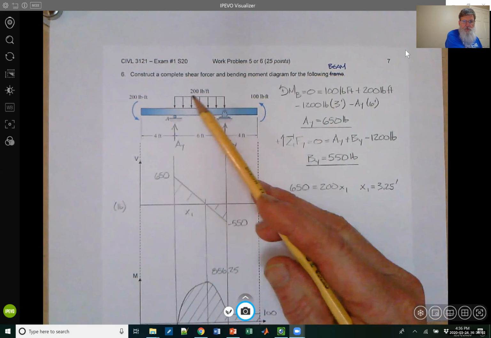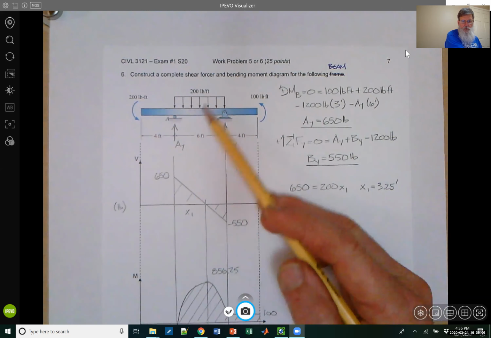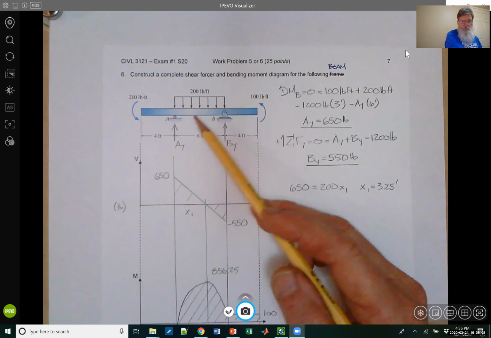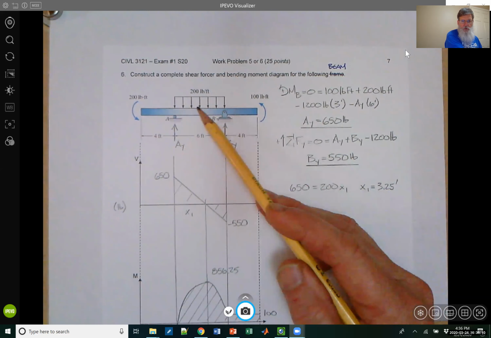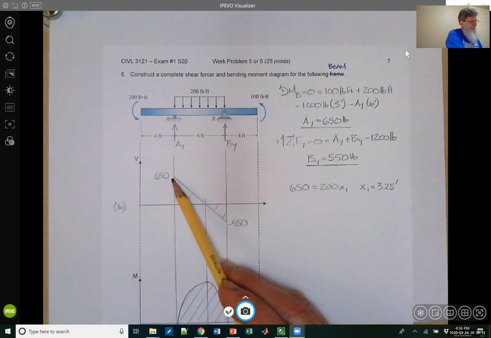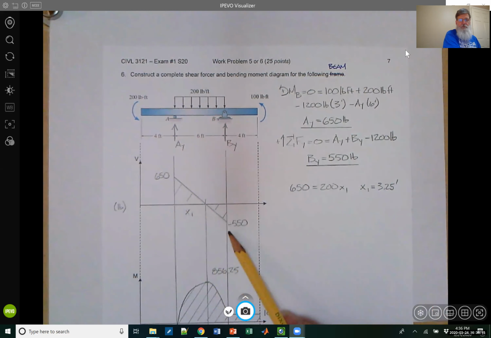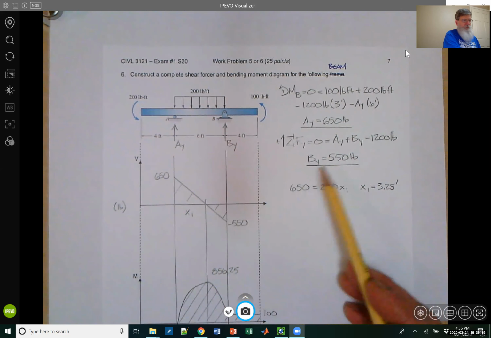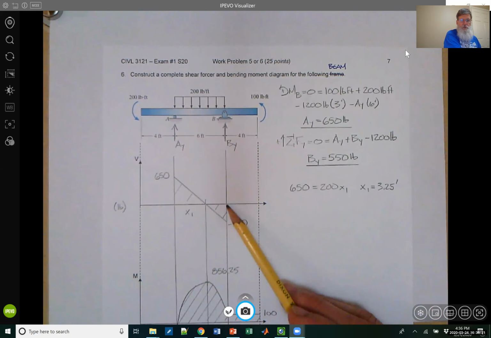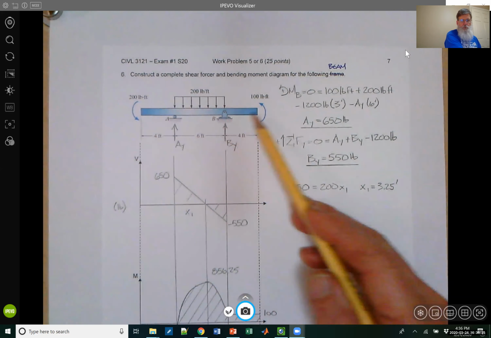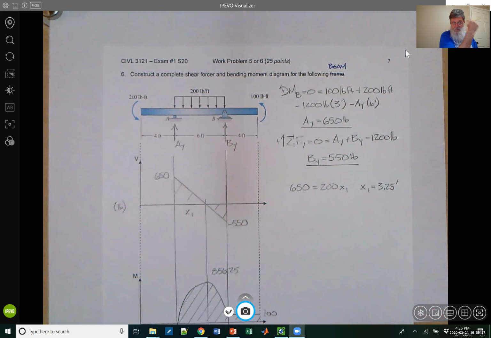Then I have this distributed load. Area under that curve would be base times height. That's 1200, so 650 minus 1200 brings me to negative 550. And then you see BY is 550 up. That brings me back to 0. And there's no change here because there's no load. So there's my shear diagram.